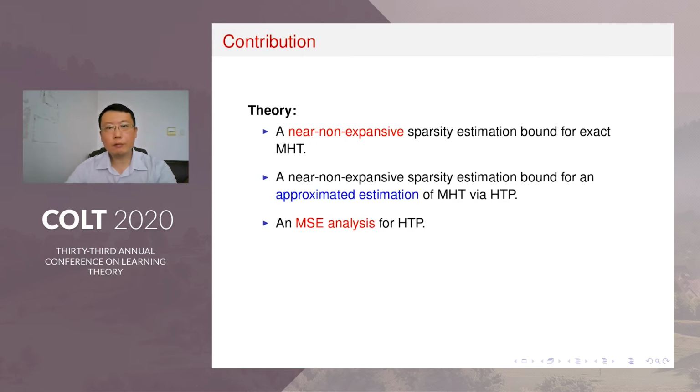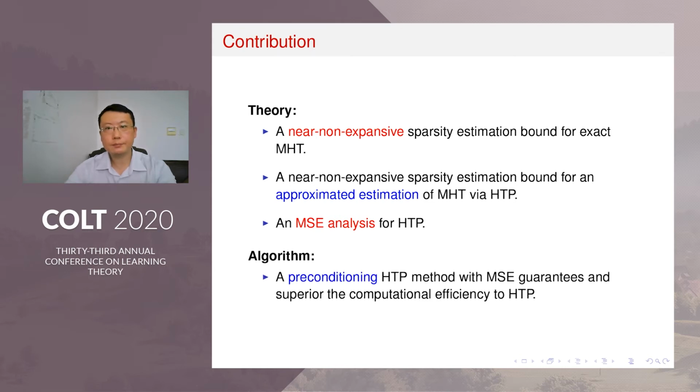Here is an overview of our contributions. The theoretical contribution of this work includes a set of near non-expansive bounds for the exact MHT and its approximate variant estimated by HTP as well. Based on these bounds, we are able to establish a mean squared error bound of the HTP algorithm for compressed sensing problems. For algorithm development, we also contribute a novel preconditioning extension of HTP, which has provable MSE guarantees and superior actual computational performance than the plain HTP.